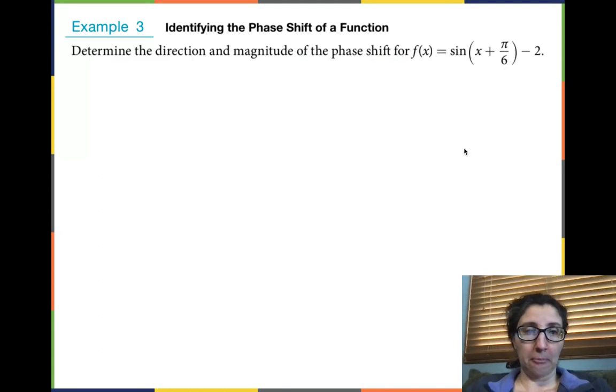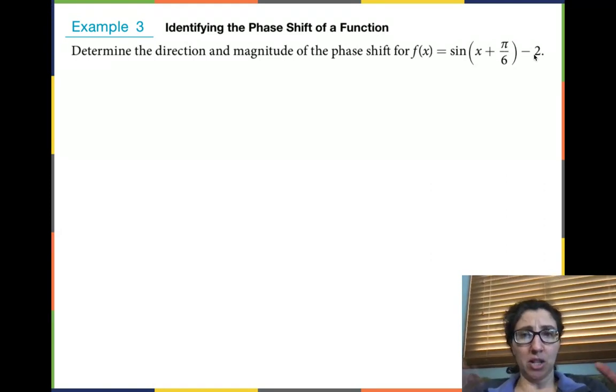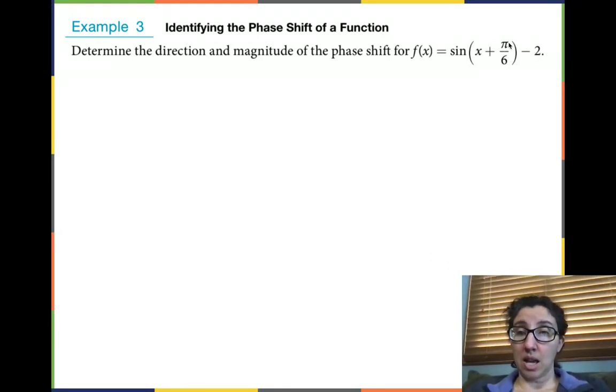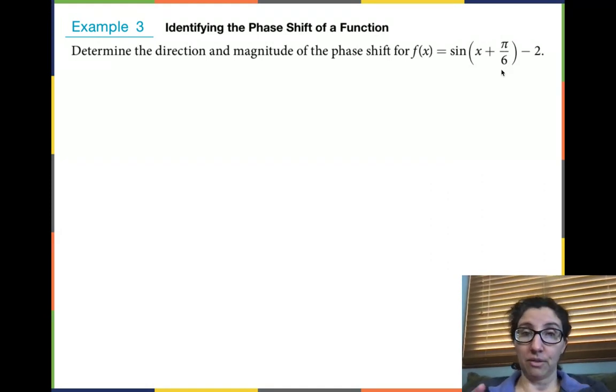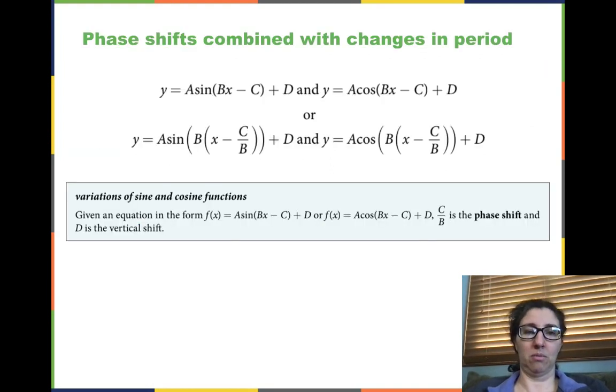Okay, so determine the direction and magnitude of the phase shift for this graph, sine of x plus pi over 6 minus 2. So first of all, this minus 2 is a vertical shift down 2, and doesn't affect the phase shift at all, right? And our phase shift is pi over 6, and that's going to be to the left. Oops, I did that kind of fast. Whoops. Okay, here we go.